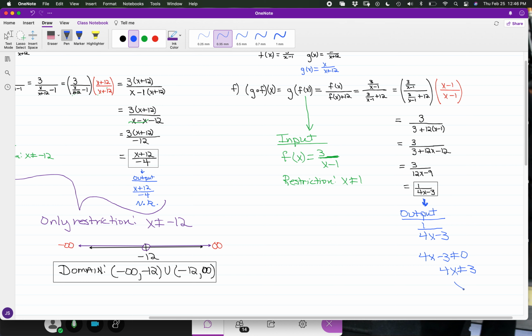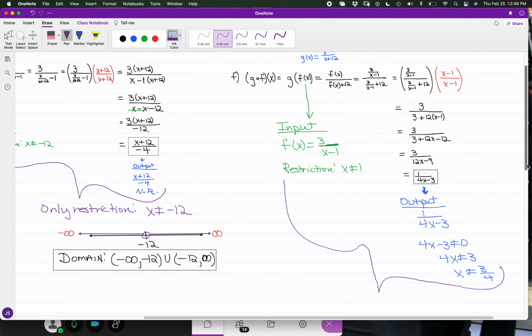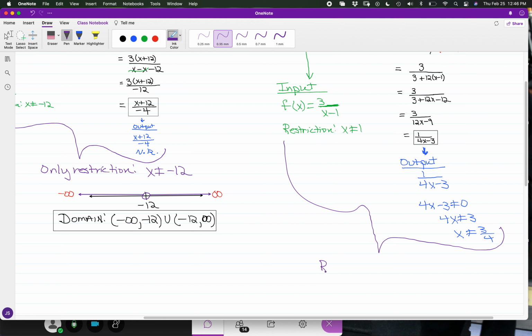And so that means a fraction is excluded, whereupon x cannot be equal to 3/4. So for the input function, and also the output, combining the restrictions, you have two exclusions: x cannot be 1, and also x cannot be equal to 3/4.